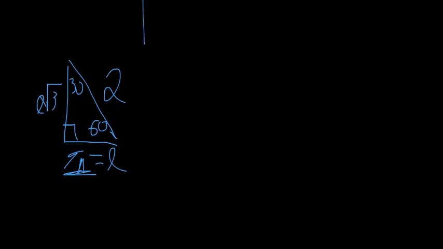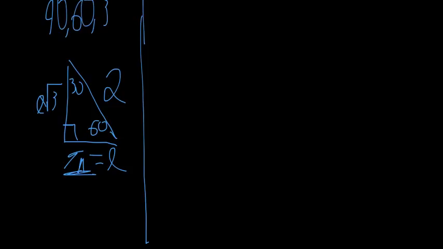Alright, so that is for if you have a 90, 60, 30 triangle. Now it could also be known as a 30, 60, 90 triangle. You can also use the Pythagorean theorem on these. It's just this is a little bit easier.